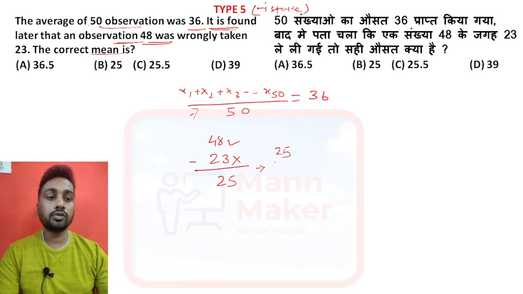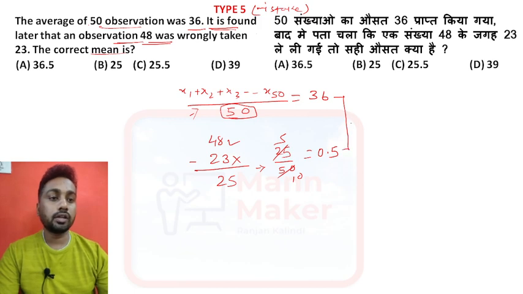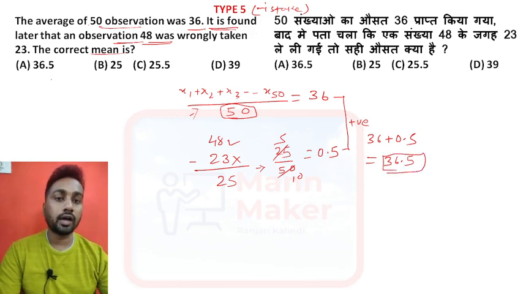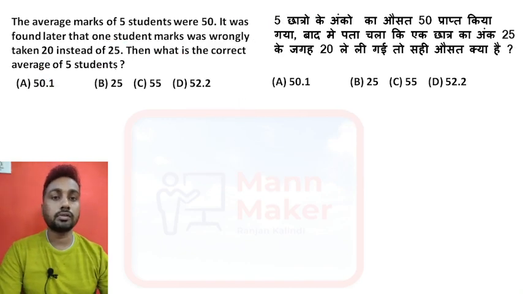Again, we divide 25 by the number of observations, 50, and that comes to 0.5. For the correct mean, we have to add these two: 36 plus 0.5 is equal to 36.5. So the correct mean is 36.5. Option A is the right answer. Like this, you have to solve the question.